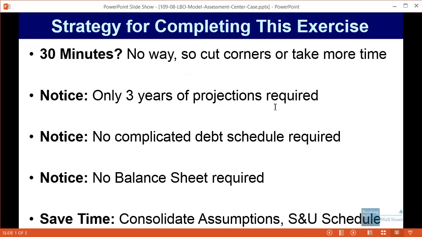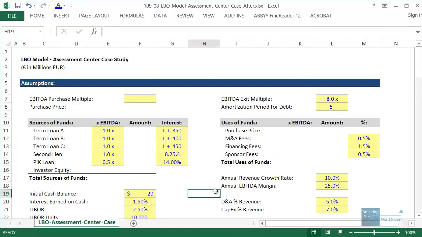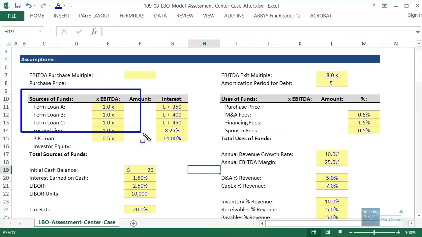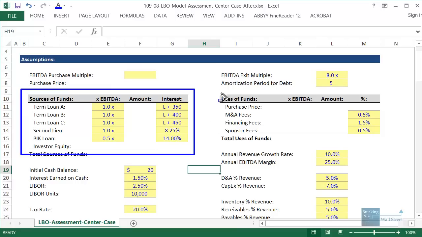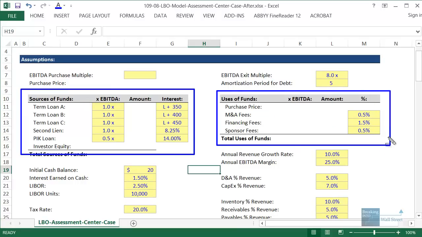And then also to save some time, we're going to consolidate a lot of our assumptions along with the sources and uses schedule. Typically in an LBO model, you would split out items like the interest rates on debt and the fee percentages and show these separately, and also have a separate area for the sources and uses schedule. Here, we just don't have time, so we are consolidating and simplifying and showing all of this together.